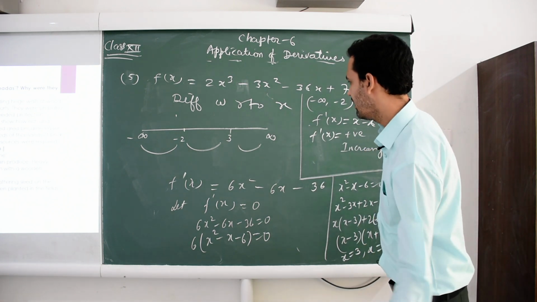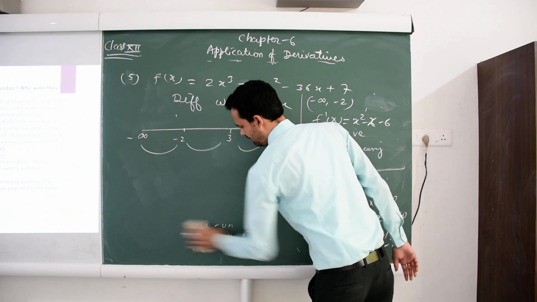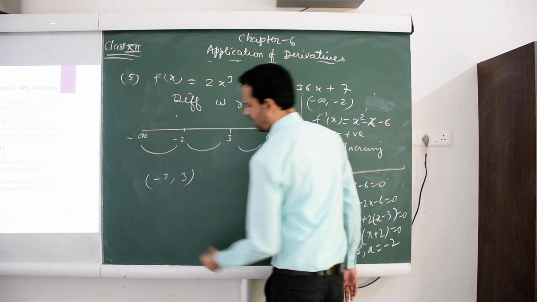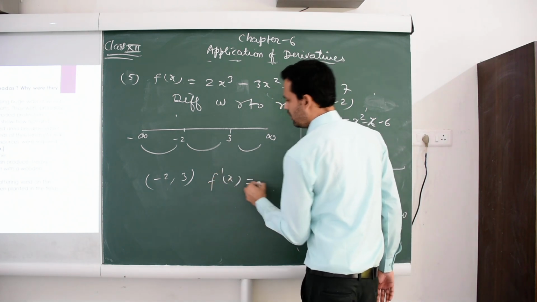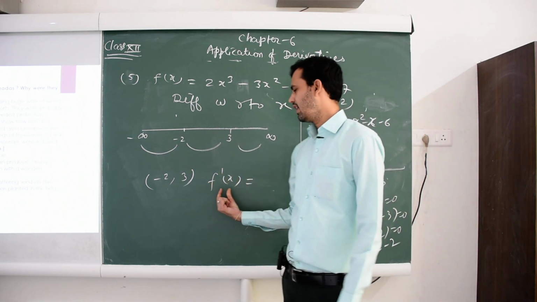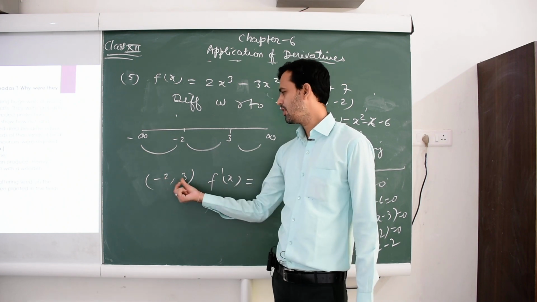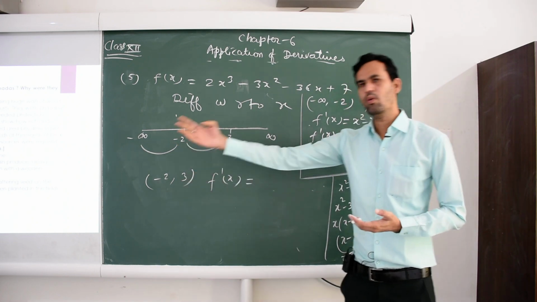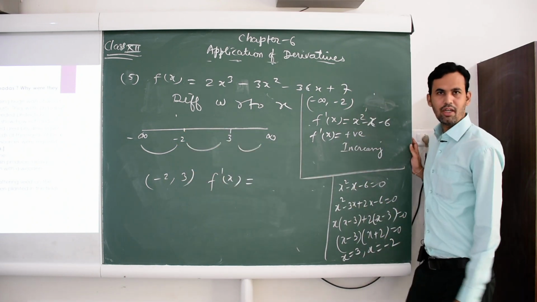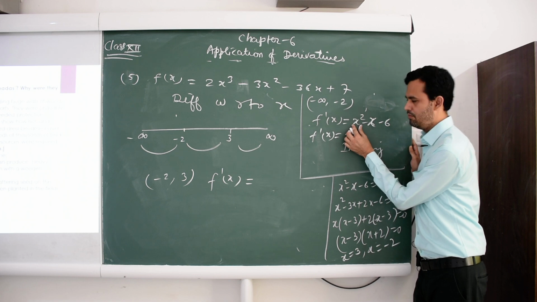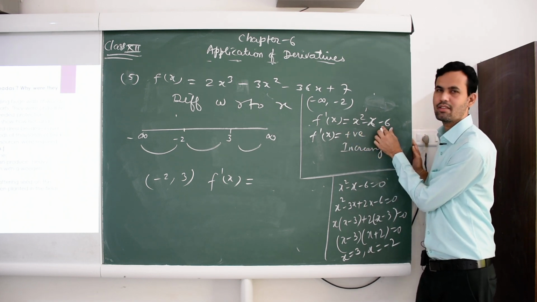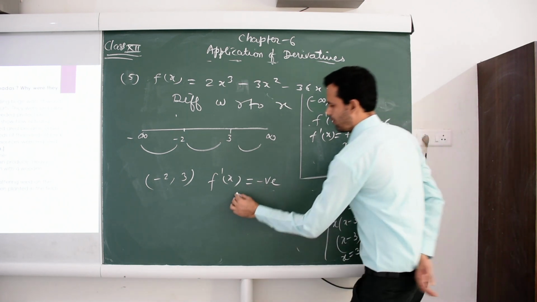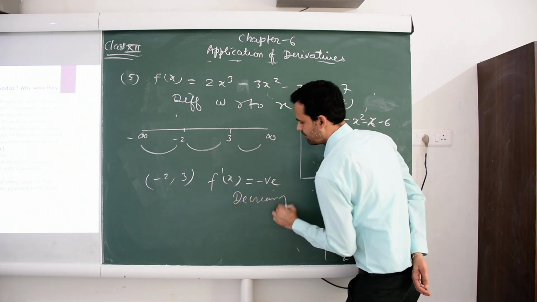Okay. Now we take the second interval. The second interval is from minus 2 to 3. So if we put values in f'(x) in between minus 2 and 3, assume that we put 0, because 0 is in between minus 2 and 3. So if we put 0, then 0, 0 and minus 6, the value is negative. f'(x) is negative, therefore the function is decreasing.